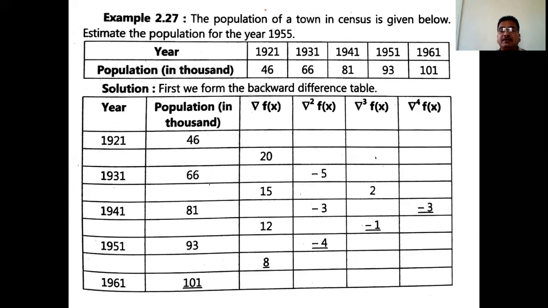But in the backward difference table, these values are important. This is f of a plus nh. What is f of a plus nh? The last value of x. What is a? The first value. So the last value is important. These underlined values are important. So this is a plus nh, this is f of a plus nh, this is del f of a plus nh, this is del square f of a plus nh, and all those remaining terms.